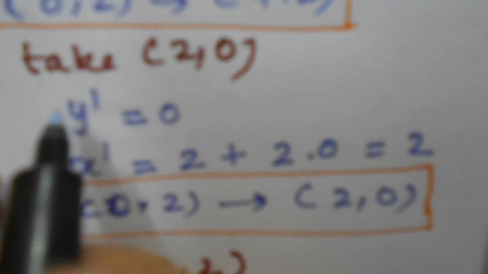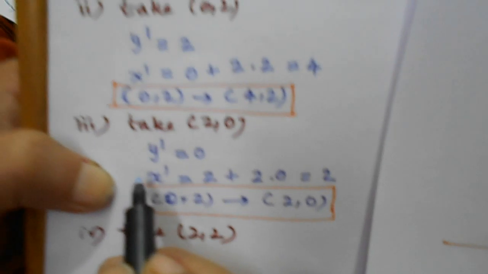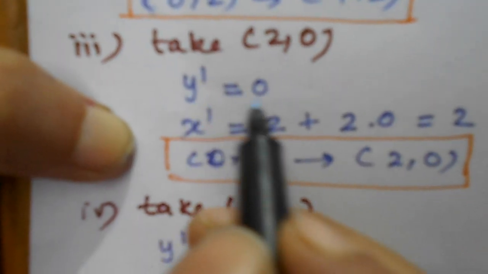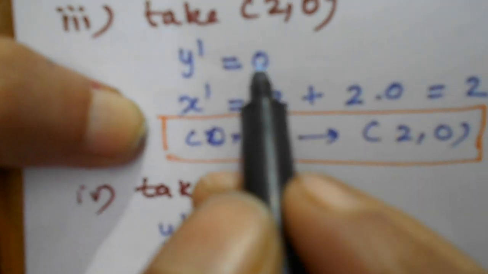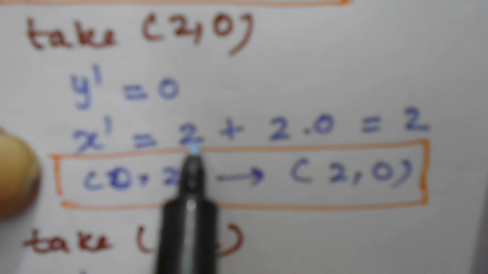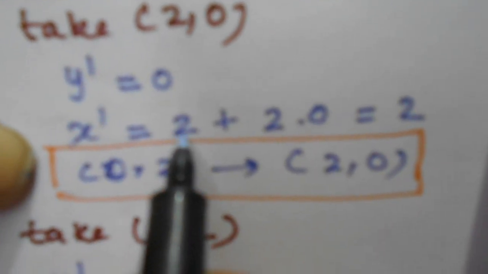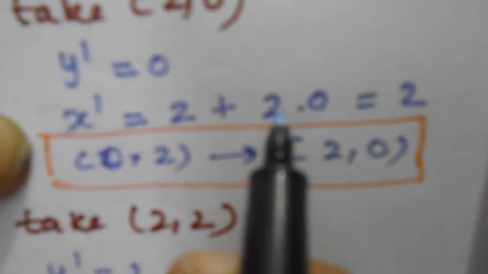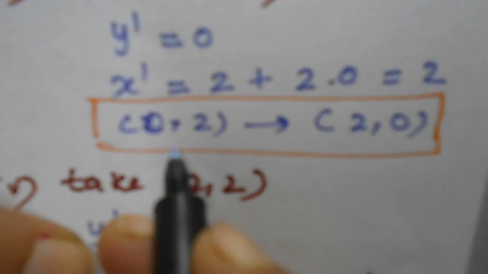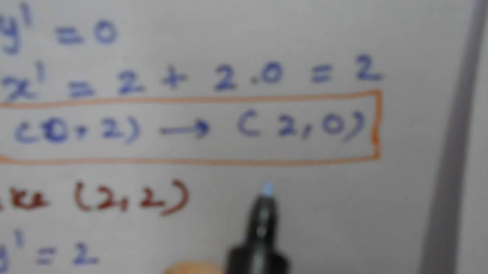We take the next coordinate (2, 0). Now here x is 2, y is 0. So y' is equal to y, which is 0. x' is equal to x, which becomes 2. So 2 plus shx 2, y 0, 2 into 0 is 0, 2 plus 0 is equal to 2. Now (2, 0) becomes (2, 0).